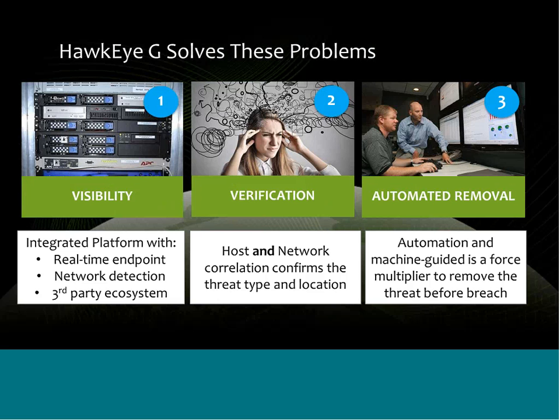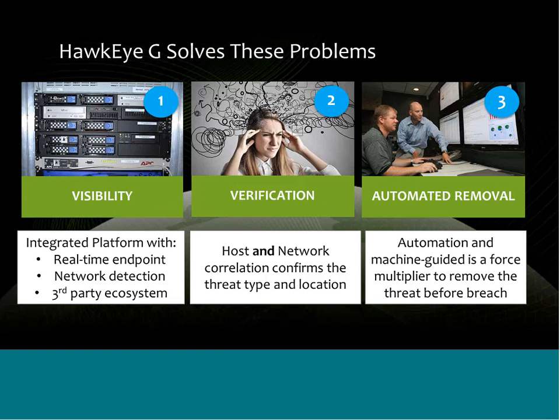We're addressing that with HawkEye G because we took a different approach. We took an integrated approach between a real-time endpoint, network detection, and a third-party ecosystem. That gives you visibility around what we call digital exhaust: network indicators and activity, endpoint indicators and activity, and if you have third-party devices that are bringing threat alerts, we can bring that in and give you that visibility.